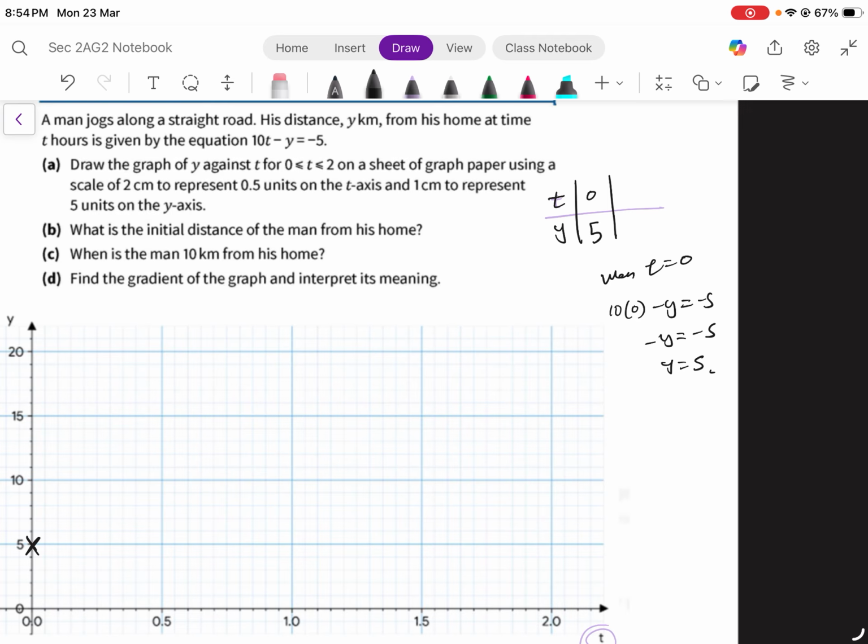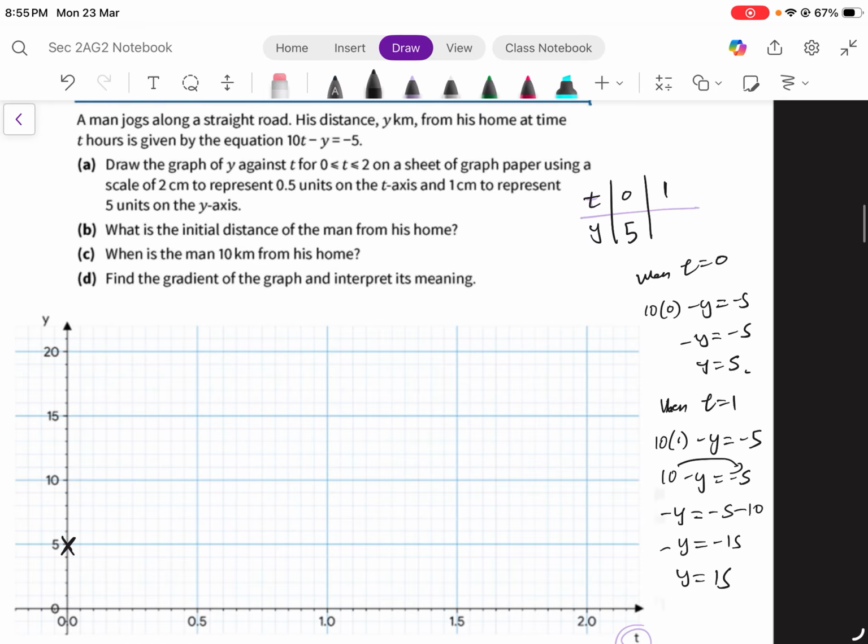Then we choose our next point. So let's say I choose 1. Okay, so when t is 1, 10 times 1 minus y equals to minus 5. Okay, so 10 minus y equals to minus 5. I bring this over. Minus y equals to minus 5 minus 10. Y equals to 15. Okay, so when t is 1, y is 15. Okay, so I draw this line here.